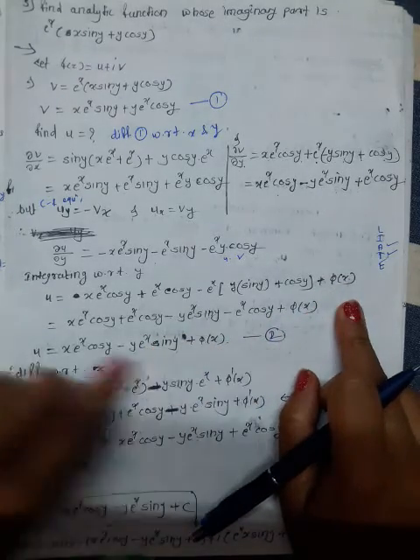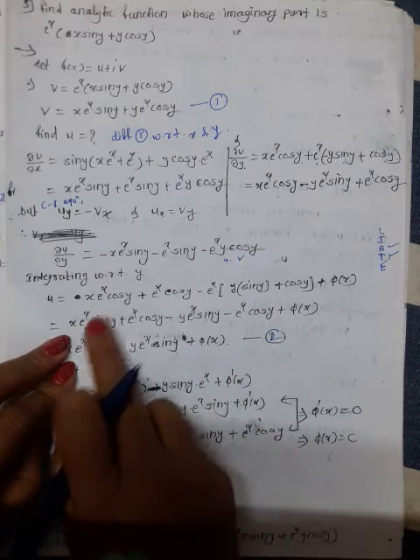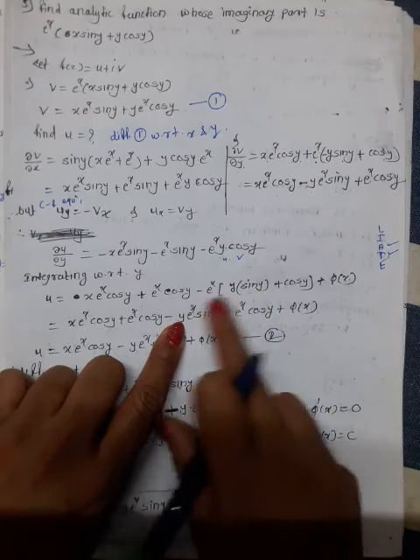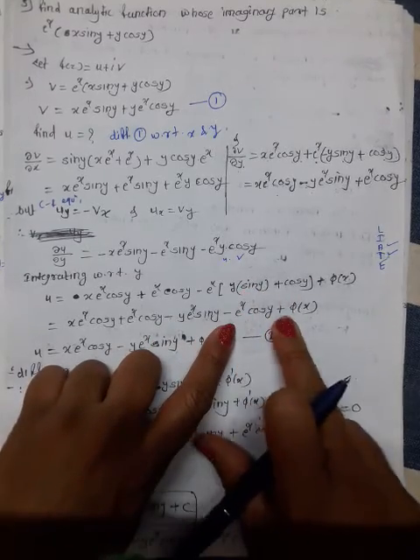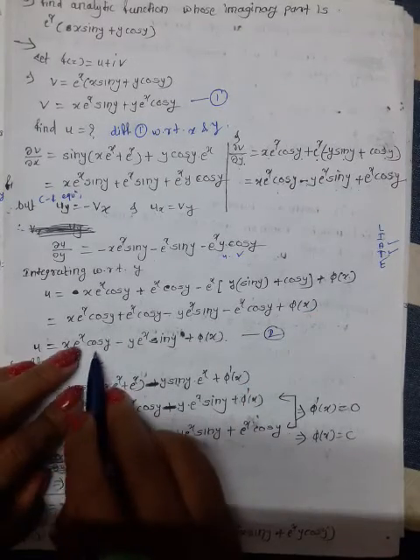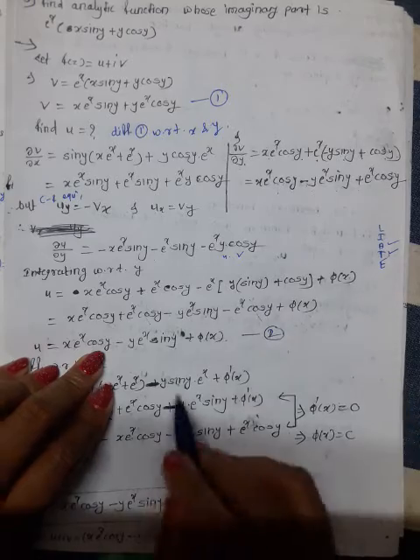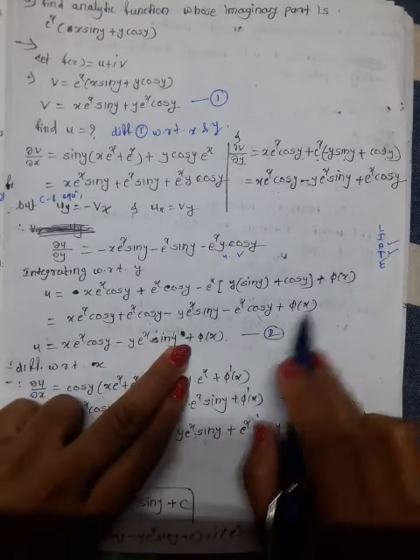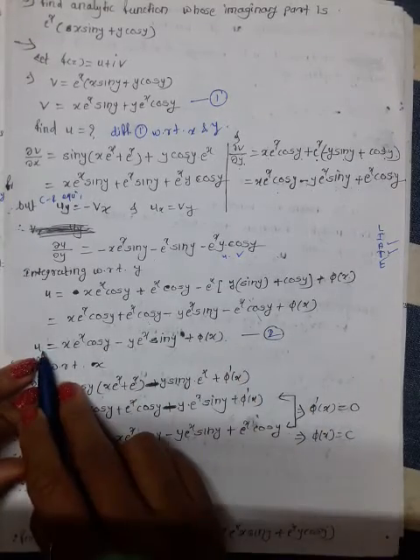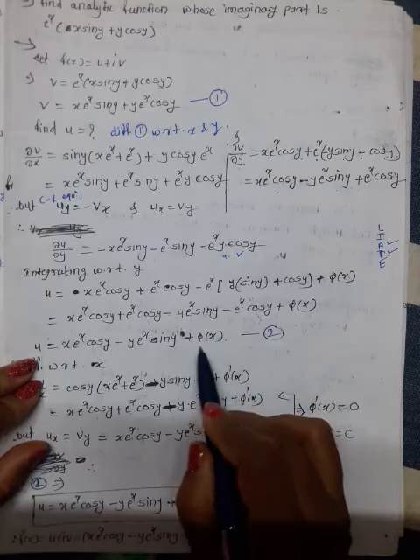Okay, now simplify first, just remove all the brackets, we get this term as it is, minus y into e raised to x sin y minus e raised to x cos y, plus this is phi of x. Now this term gets cancelled. Okay, this term as it is plus phi of x as it is, call that equation number 2. From this one we get u. Now what is our motto? To find out phi of x.